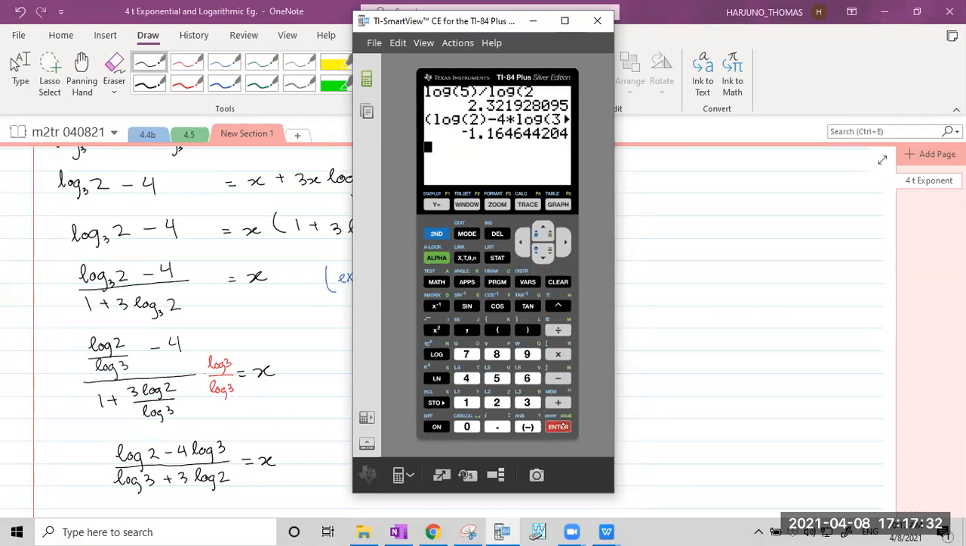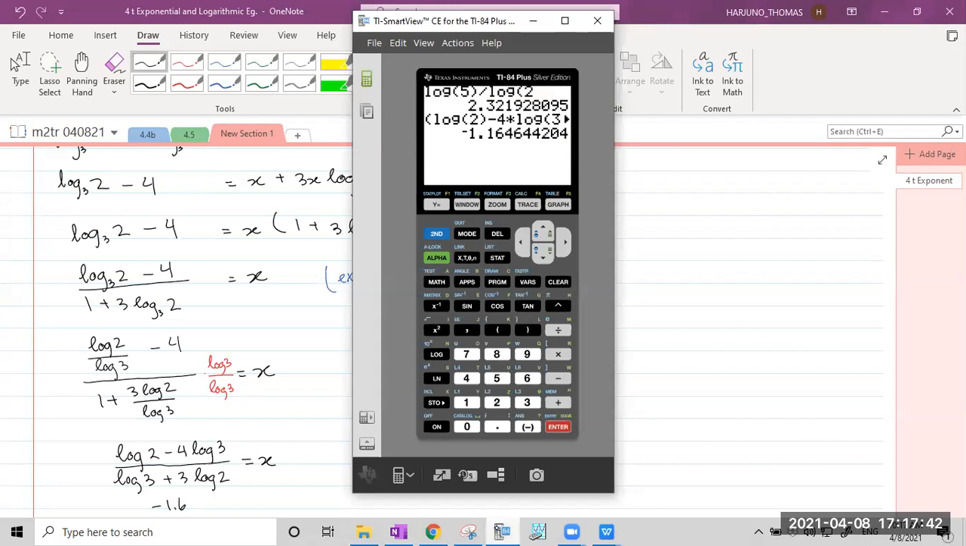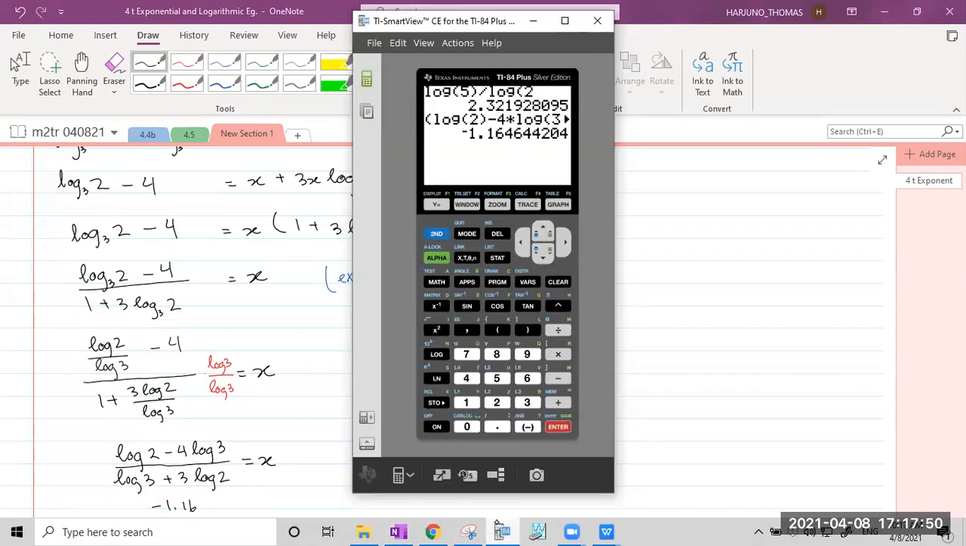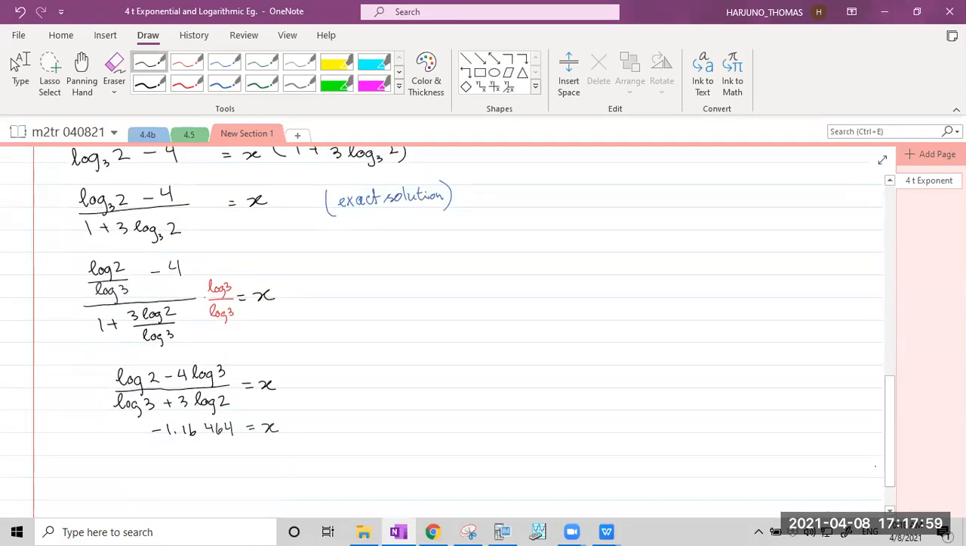Negative 1.16464. That's negative 1.6. No, I'm sorry, negative 1.164464. Now that is the approximate solution.